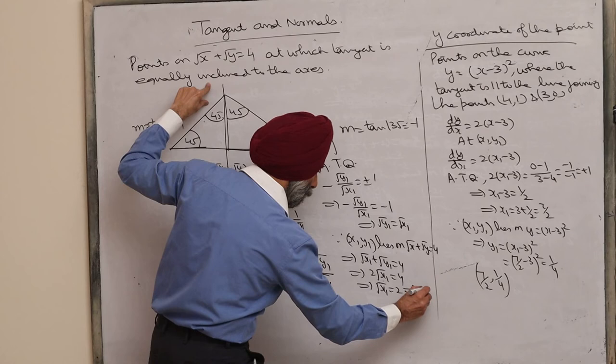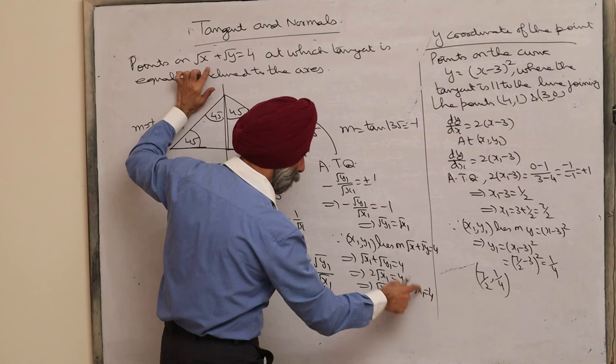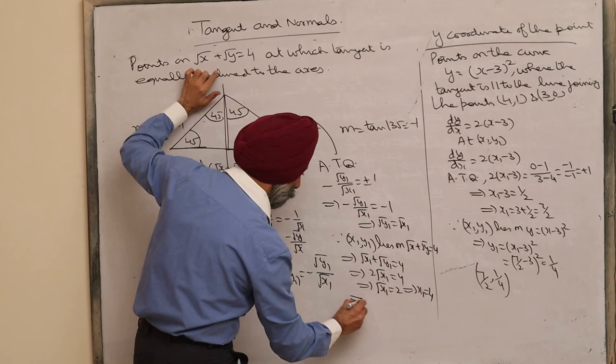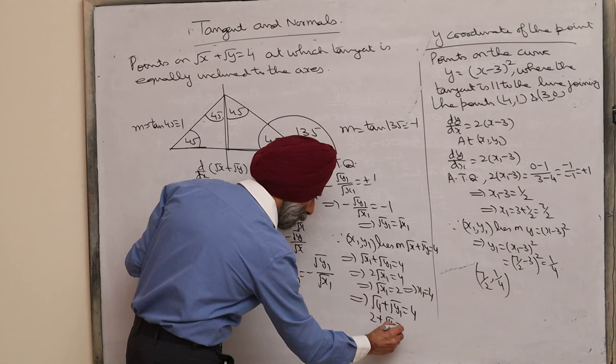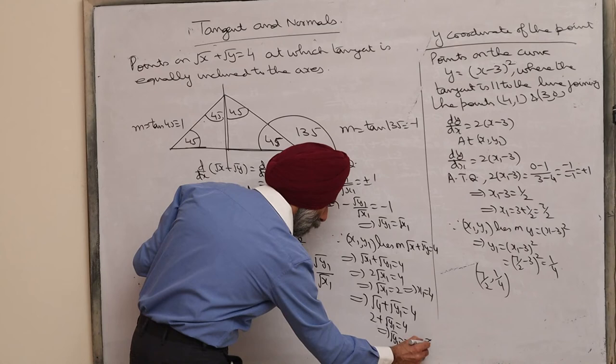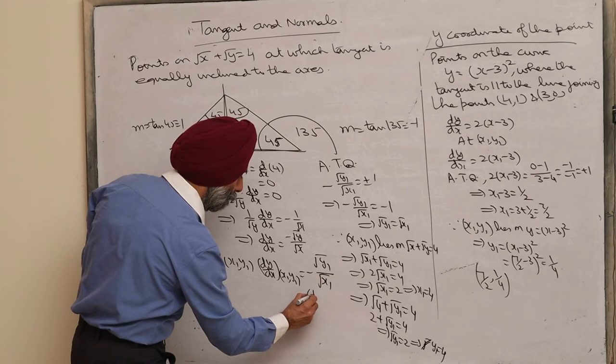Now you can see here x1 is equal to 4. So you substitute the value of x1 is equal to 4 here. Because we have to find the points on the curve, under root of 4 plus under root of y1 is equal to 4, or 2 plus under root of y1 is equal to 4, which implies root y1 is equal to 2. This implies y1 is equal to 4. So the point on the curve is 4, 4.